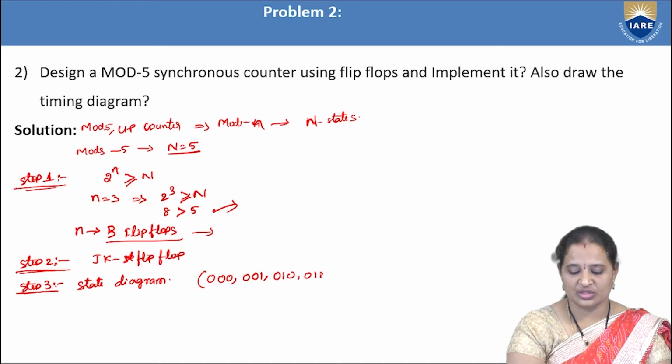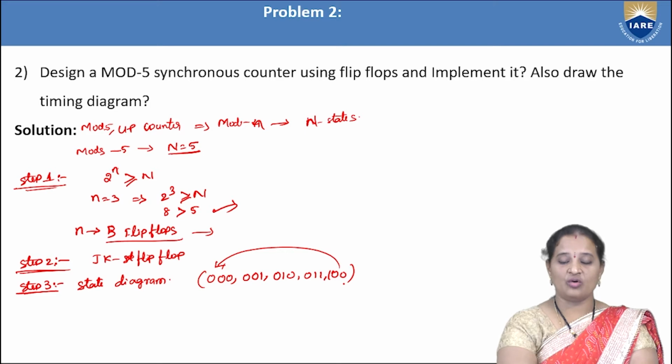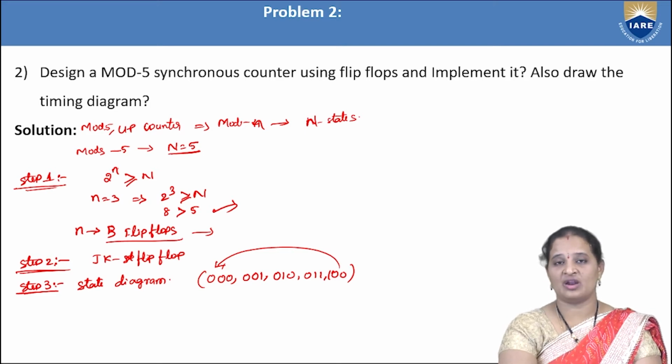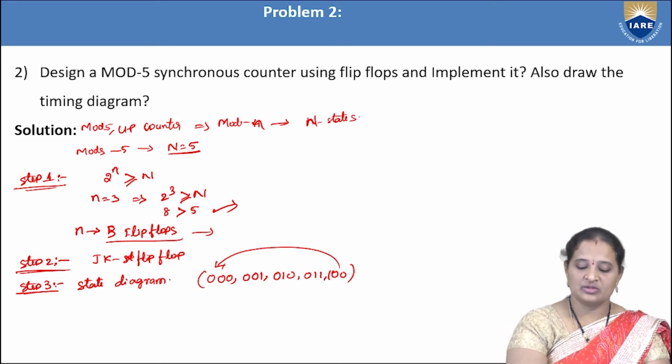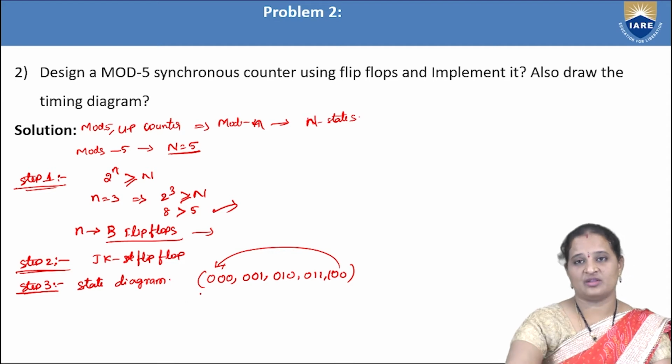next 011. So how many states does it have? 4. Now 100. After 100, again it will go back to 000. So it will count only 5 states. It will undergo only 5 states. So this is the number of states and the possible states.